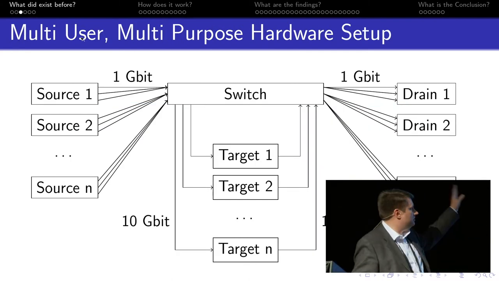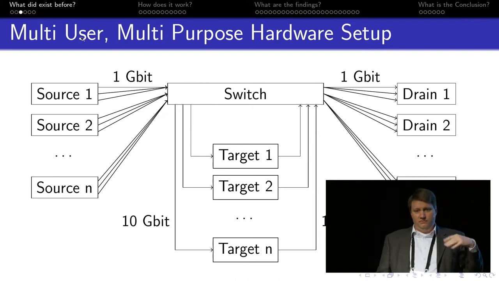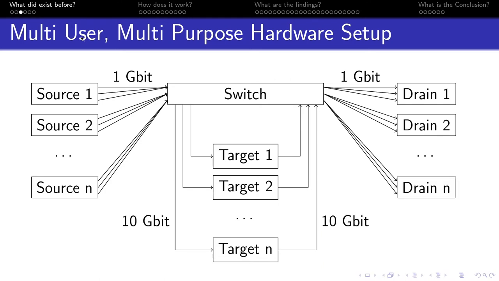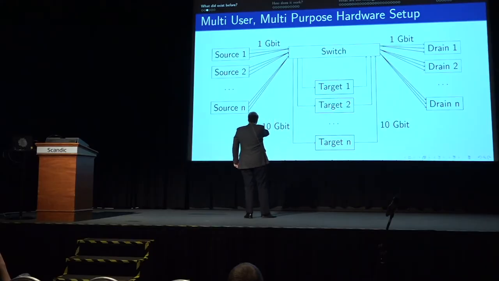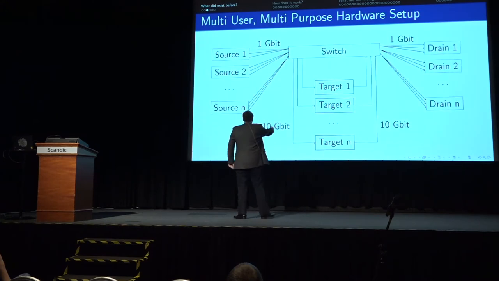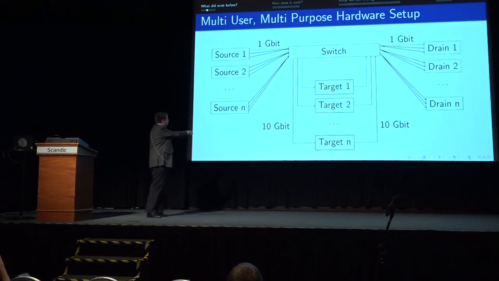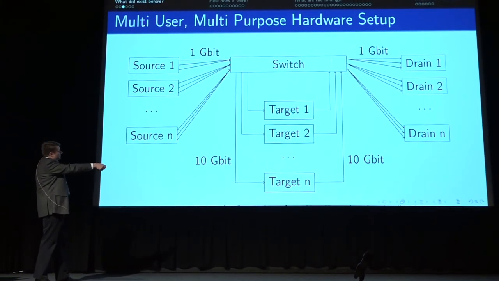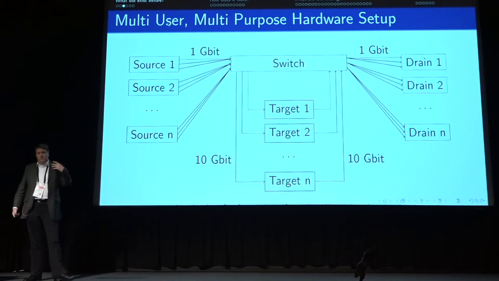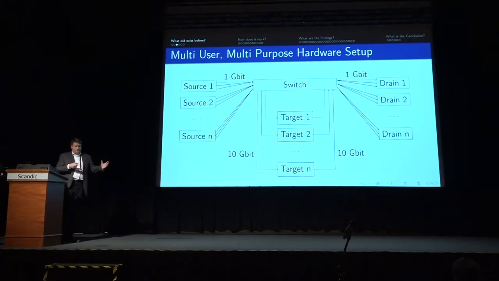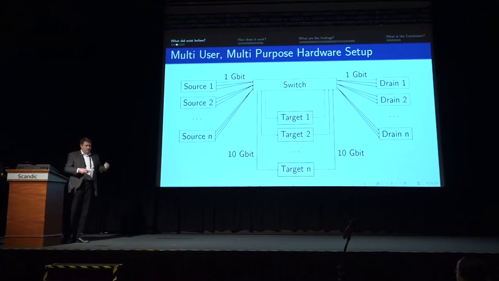The reason why this graph looked that bad is because we have a very complex setup. We have too many requirements, so we have multiple users using those targets in parallel. We have some machines generating traffic. They are quite old, because they produce 1 gigabit of traffic. We accumulate that to 10 gigabit, send it through a target, collect it again, distribute it to several drain machines, and measure the throughput. By doing this in the switch, we have a lot of disturbances, and you don't get reliable results. You have other people using this, and that is the reason for the numbers jumping up and down.